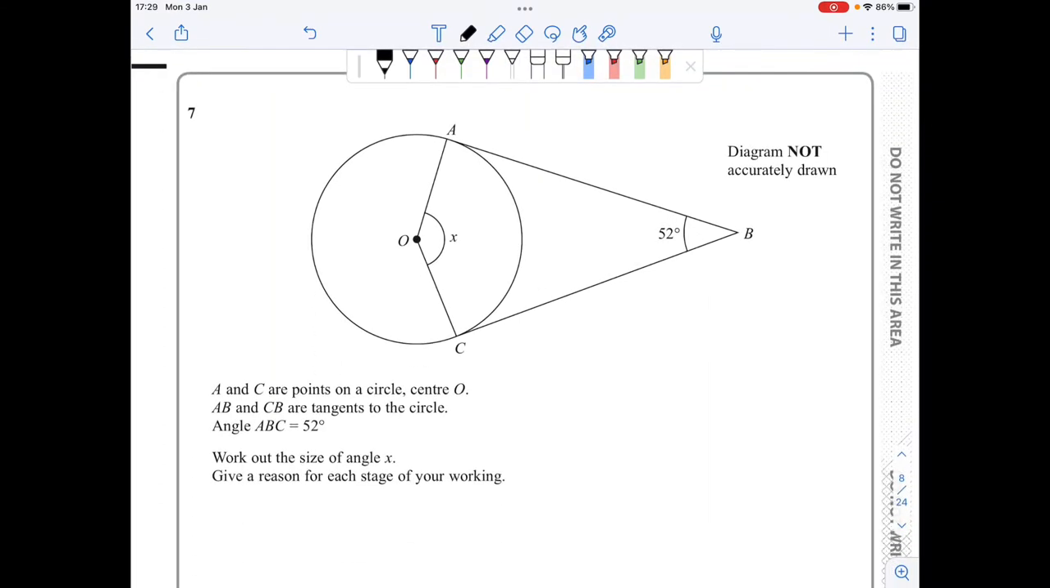In question 7, I'll use the fact that the angle BAO and the angle BCO are 90 degrees because the angle between a tangent and a radius is a right angle. And then all four angles add to 360 because they are angles in a quadrilateral. So let's write this down.